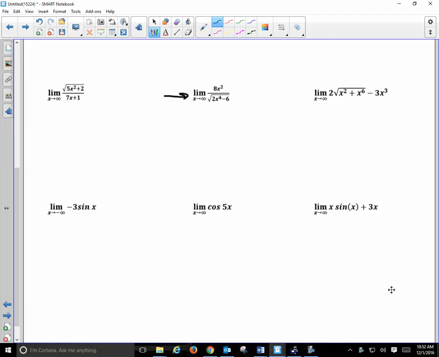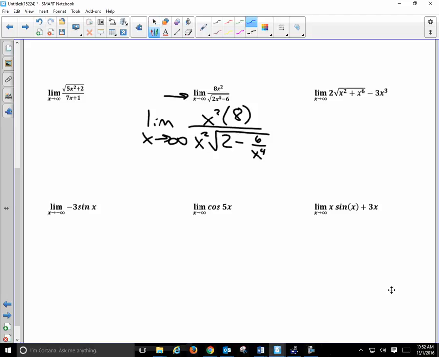What's the largest degree in the numerator? X squared. So I get the limit as x goes to infinity of x squared times 8 over, and we did it yesterday? Okay. And then if we factor an x to the fourth out of the bottom, right? When you factor an x to the fourth out of the square root, it becomes an x squared. And you're left with 2 minus 6 over x to the fourth. So at this point, you see that the x squareds will cancel. And as you let x go to infinity, this will go to 0. And so you're left with 8 over the root of 2.